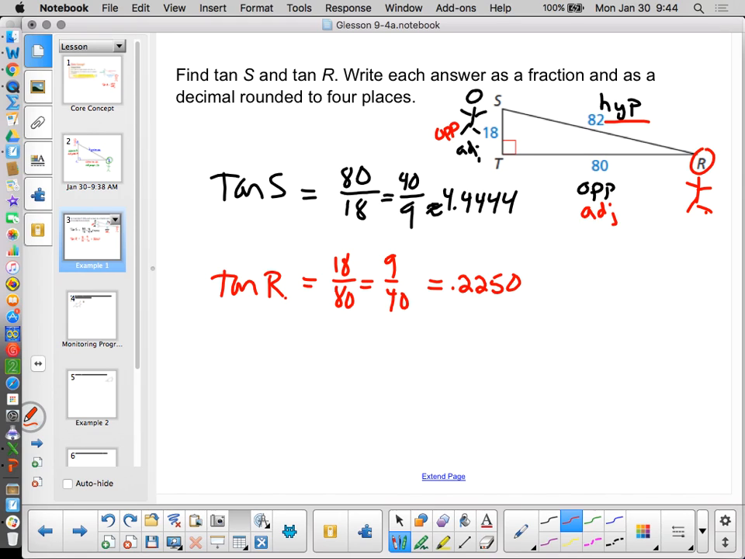Notice using about equal here because I rounded it off. This is an exact value. I mean, it literally is 0.225, nothing after it, but I got to go to 4 decimal places, so I put the 0 in. That's finding a tangent ratio.